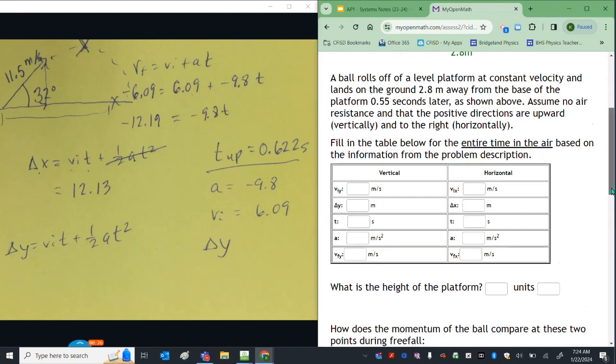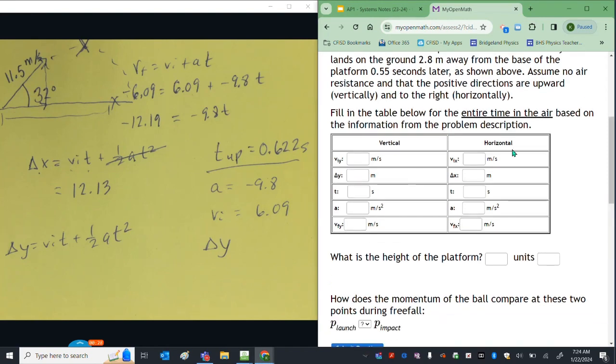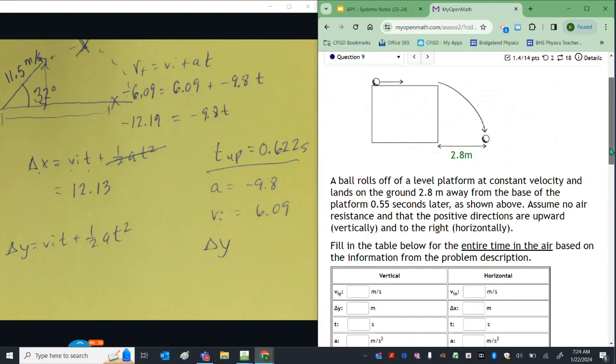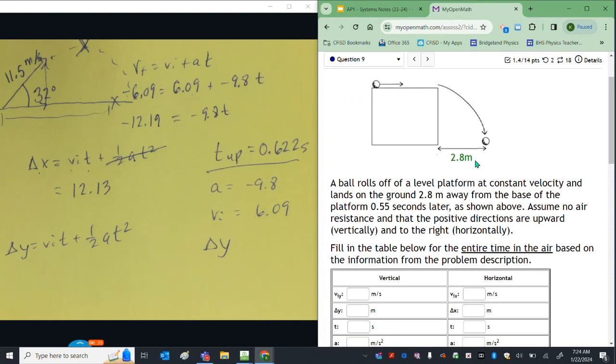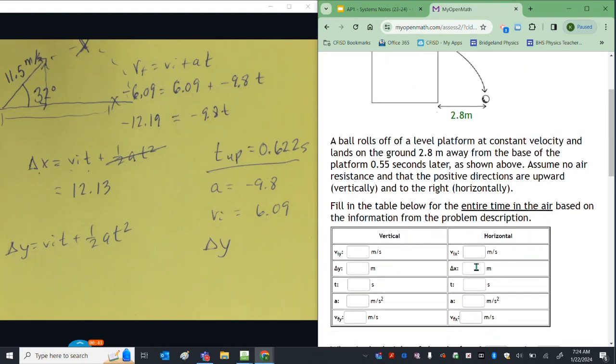So just like the last one, we have a table to fill in here for vertical and horizontal. So let's start with the information in the question. We know that it lands 2.8 meters away. It's in the picture. It's also in the question right here. And that is our horizontal displacement. So let's go ahead and fill that in. We know also that the time that it takes to land is 0.55 seconds. So let's go ahead and fill that in. And again, that's neither horizontal nor vertical. It's just time. It goes in both sides.